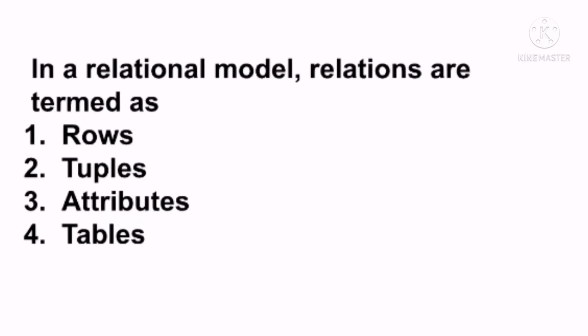Next question. In a relational model, relations are termed as, options are, first one rows, second one tuples, third one attributes, fourth one tables. So the correct answer is tables. Okay. In a relational model, relations are termed as tables.